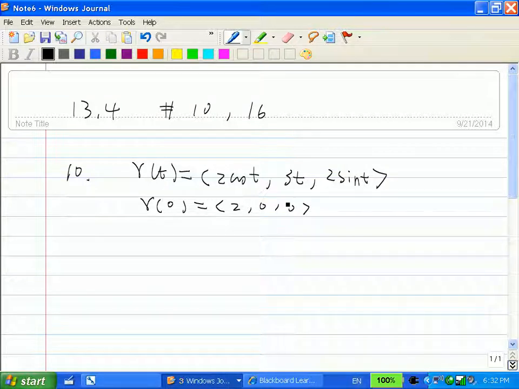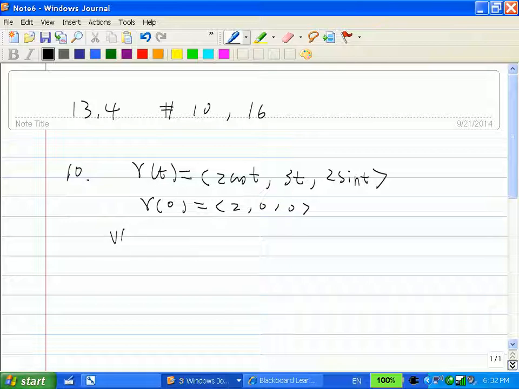This gives you the position in 3D space. You give another t, you get another point in 3D space. So you connect those points, and you get a position function. It tells you where you are. Now we're asked to find velocity, acceleration, and speed.